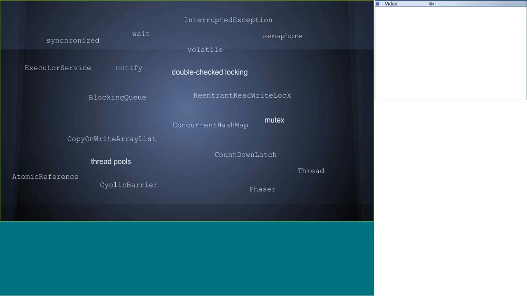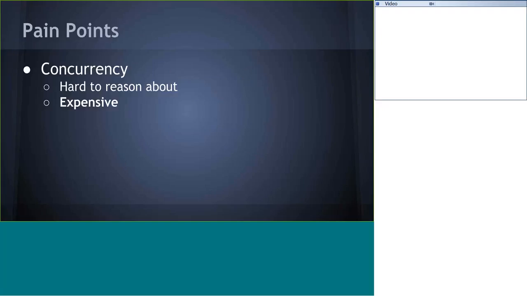So you can see that it's very expensive in terms of the things that you have to know about, and objects in libraries, and tools, and all these things. These are all things that you have to consider when you're dealing with concurrency. So there's another pain point, is that it's very expensive.